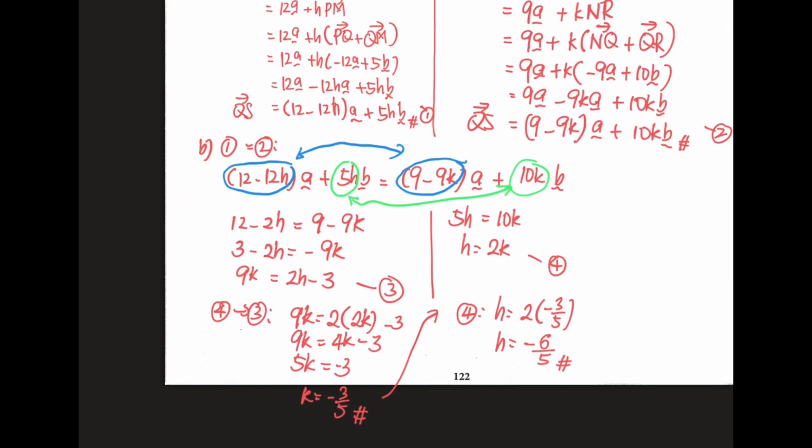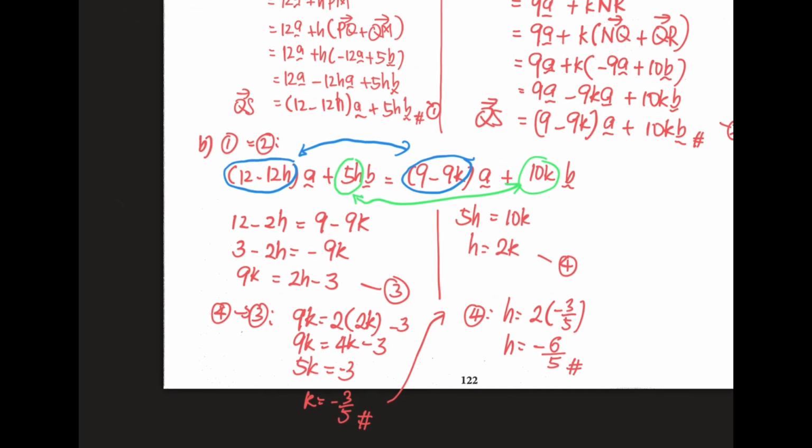I do correction with black color. 12 minus 12H equal to 9 minus 9K. Then rearrange, 3 minus 12H equal to negative 9K. And then 9K equal to, bring to the right, 12H minus 3. There's a mistake there. It should be 12. So I correct it in black color.